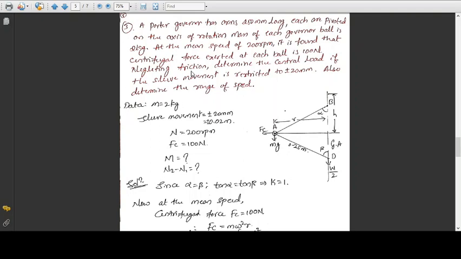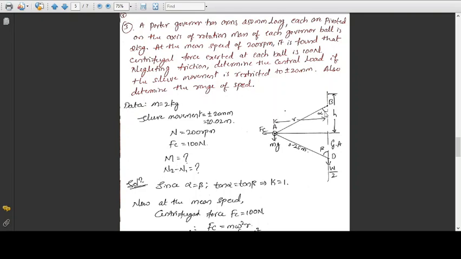So first we will try to list out the given data. Here he has given the mass of each ball as 2 kg, sleeve movement as plus or minus 20 mm or plus or minus 0.02 meter, and he has given the mean speed as 200 rpm, centrifugal force as 100 newton, and he asked us to calculate the load, that is central load, and range of the speed.